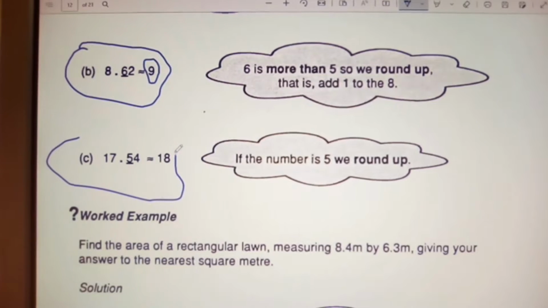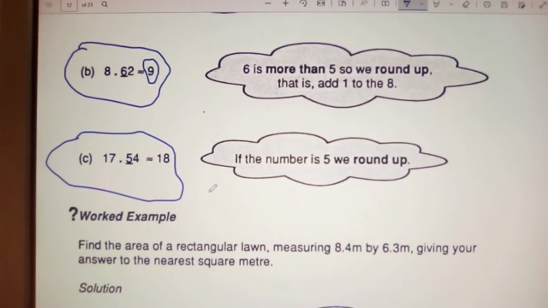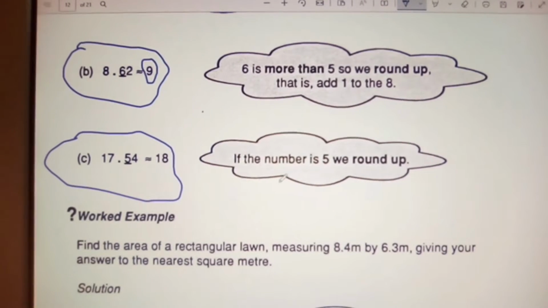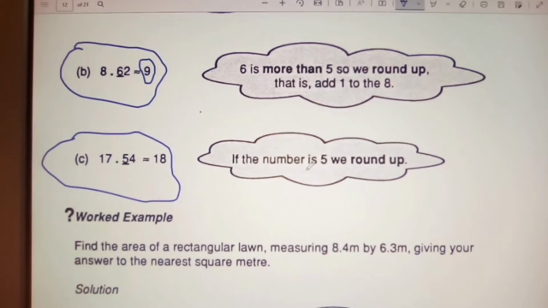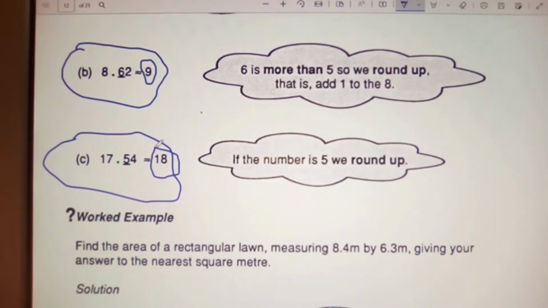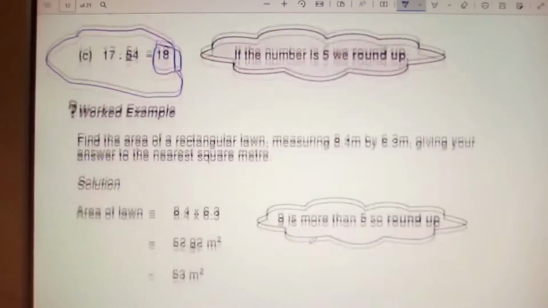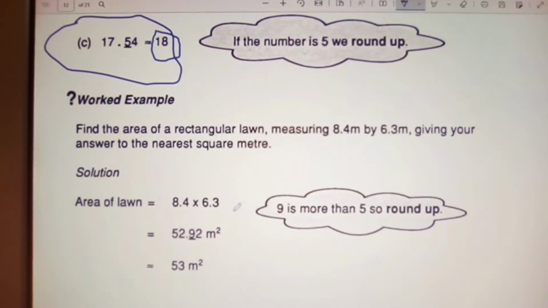Now, 17.4. If the number is 5 or more, we round up. If it's less than 5, then you will round down. So here we're going to round up. So therefore, this should be 18. Okay. Practice that.